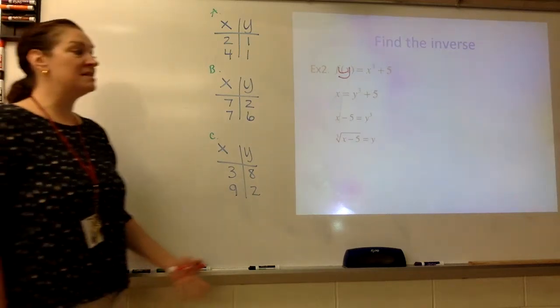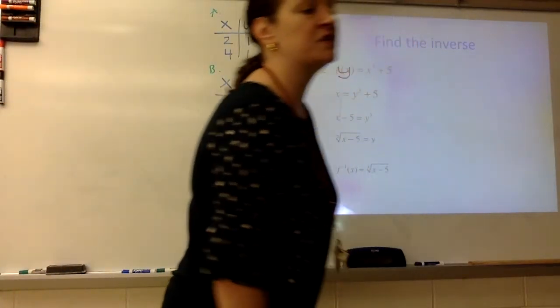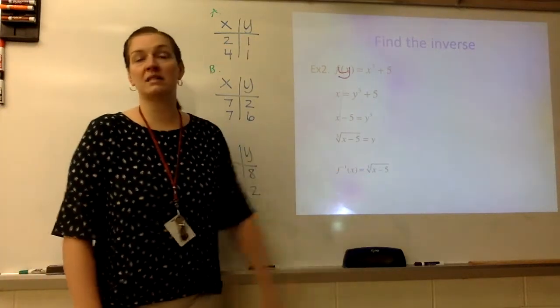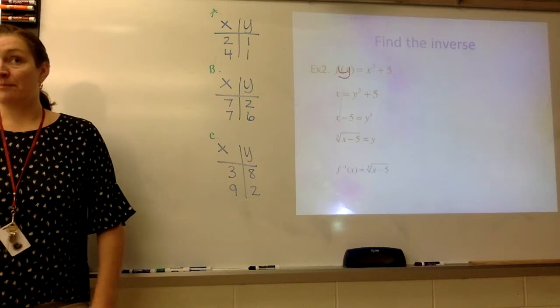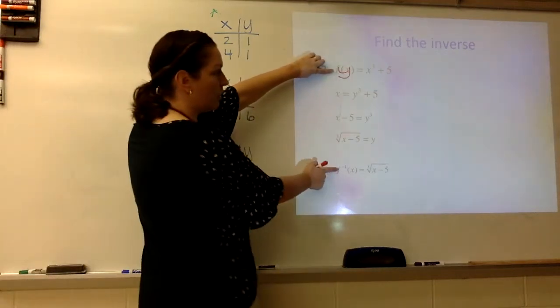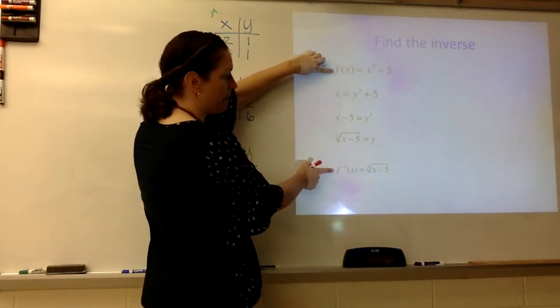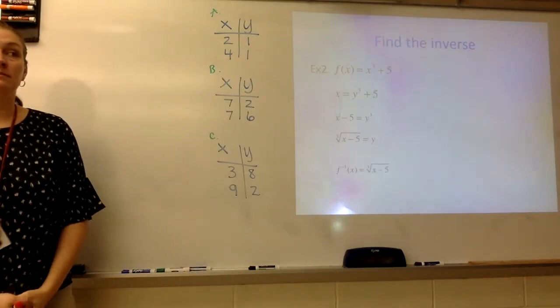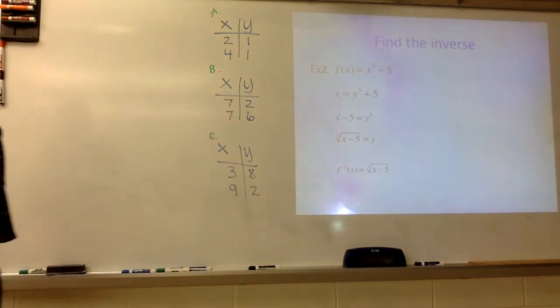My last step is to indicate using function notation that f inverse is the cube root of x minus 5. That these two are inverses of one another. Too fast? Are we okay?